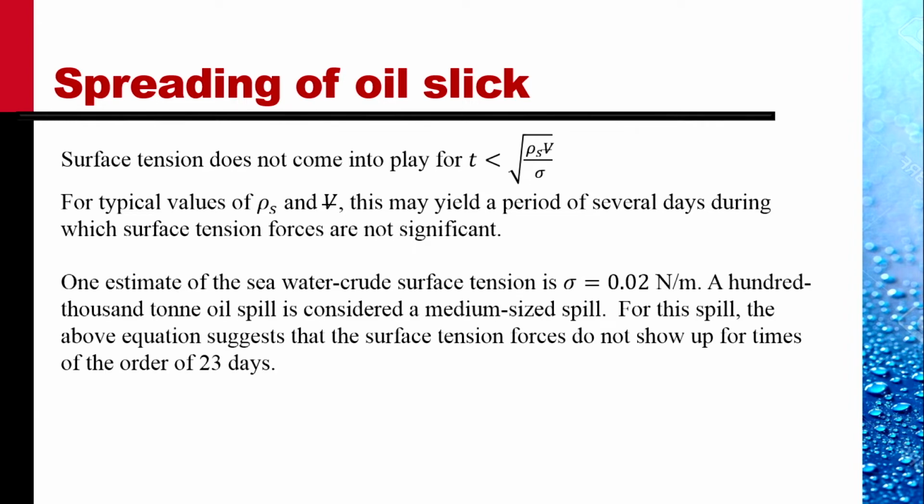One estimate for sea water and crude surface tension force is sigma equal to 0.02 Newton per meter. A 100,000 ton oil spill is considered a medium size spill. For this spill, the above equation suggests the surface tension forces do not show up for times of the order of 23 days. It is only after 23 days that the surface tension force would need to be considered.